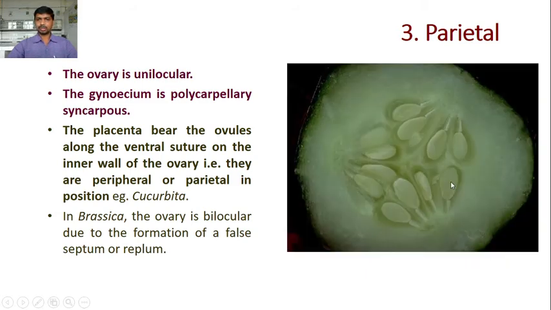So this is the cucumber where the placenta has been developed at the periphery. We can see here this is the tricarpellary ovary. This one is one carpel, this is another carpel, and this is the third carpel. So it is a tricarpellary ovary where the placenta has been developed towards the periphery on the inner wall of the ovary. So such type of placentation is parietal. This is the placenta, and this one is the ovule in which the seed is developed after fertilization. So the placenta and the ovules that are present towards the periphery of the ovary, such type of placentation is parietal placentation.